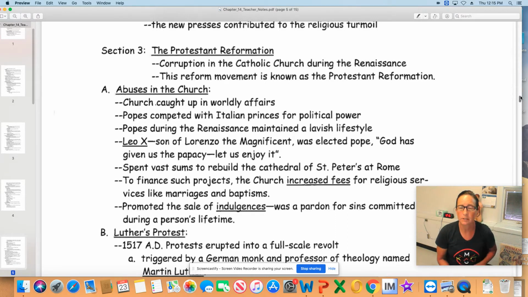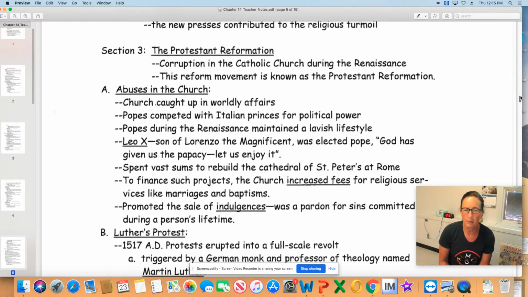This reform movement is known as the Protestant Reformation, protesting, and in particular protesting the corruption in the church at the time. Abuses were taking place in the church. As they got wealthier and more powerful, they got caught up in worldly affairs. Popes competed with Italian princes for political power. You have a theocracy. You don't have separation of church and state like we do today in the United States. They're together, so political power is also held by the popes.